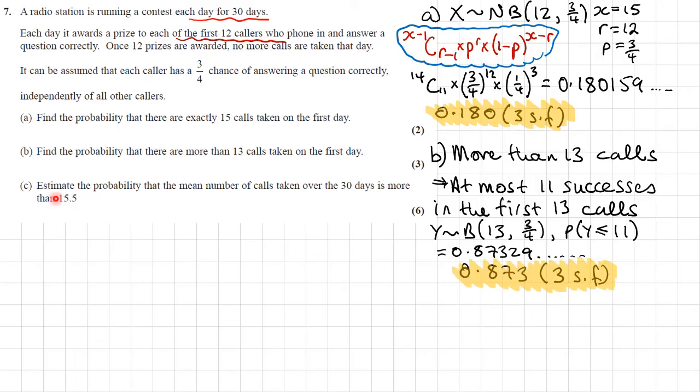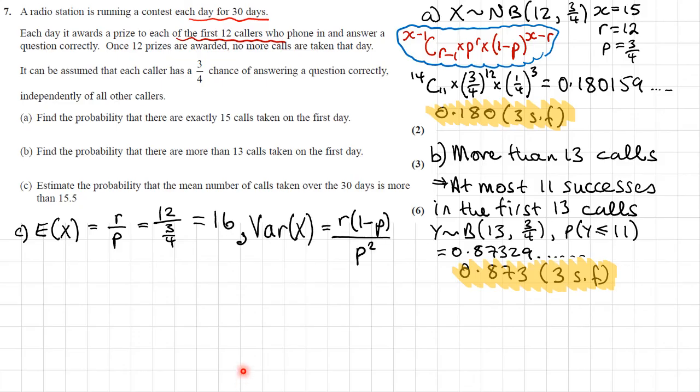Part C. Estimate the probability that the mean number of calls taken over the 30 days is more than 15.5. So since this is a negative binomial distribution, the mean of a negative binomial is R over P. This is in the formula book. So R is 12, P is 3/4. So we've got 12 divided by 3/4, and that gives us 16. And the variance of a negative binomial is R times 1 minus P over P squared.